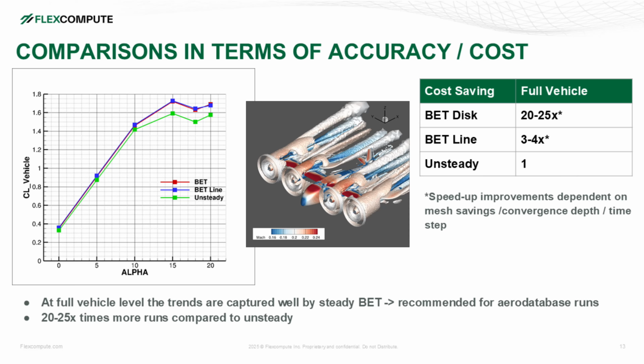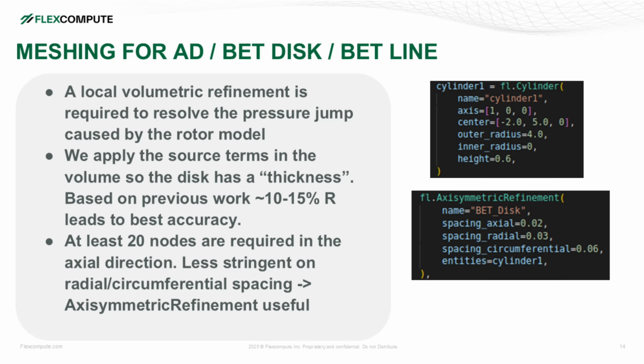From a cost perspective, blade element models are significantly cheaper than resolved blade simulations. Because the blades are not meshed, node counts can be reduced by roughly a factor of 2 or more, depending on the configuration. Blade element disk models are even cheaper because they are steady. Many of our existing users generate aerodynamic databases using steady blade element simulations, then validate a small number of cases with resolved blade simulations. Now, we will discuss meshing recommendations for these models.